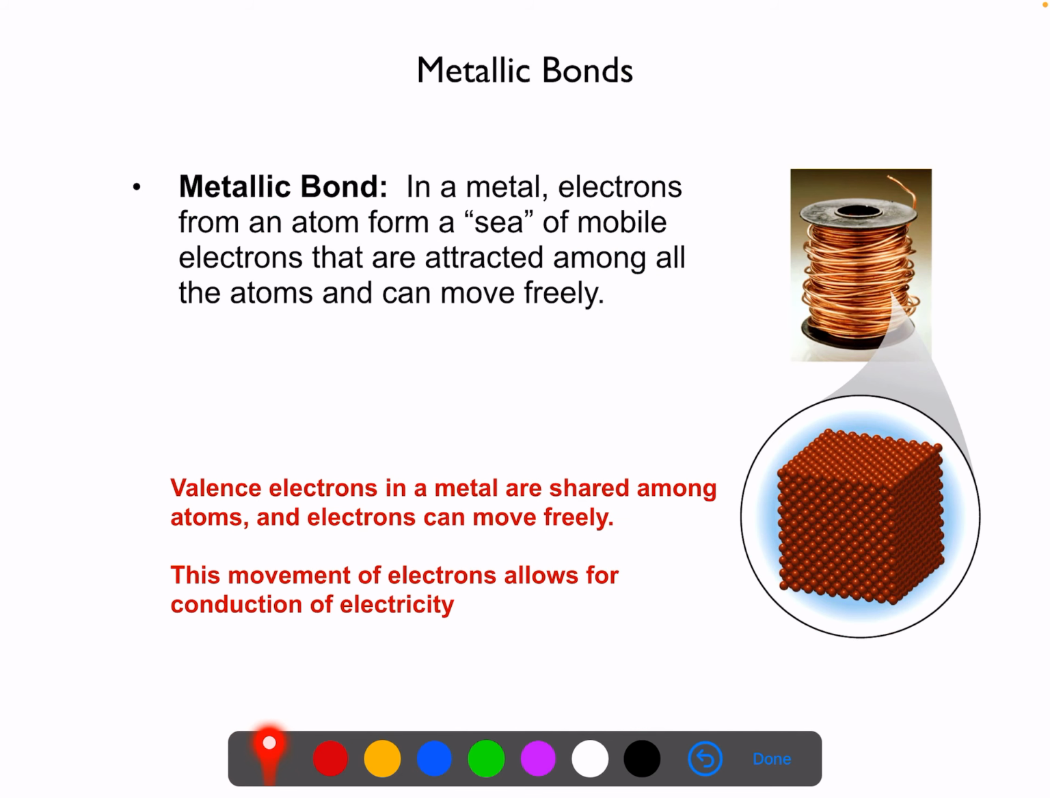A quick note on metallic bonds. A metallic bond happens when you have a metal substance and only a metal, where electrons, instead of being shared between two atoms, are shared between a whole bunch of metal atoms. So instead of having electrons shared between two nuclei, these electrons are delocalized over all of these metal atoms. We often think about this as a sea of mobile electrons that can move freely. One consequence of this is that, like in this copper wire, it's really good at conducting electricity, because what is electricity? It's just the movement of electrons.